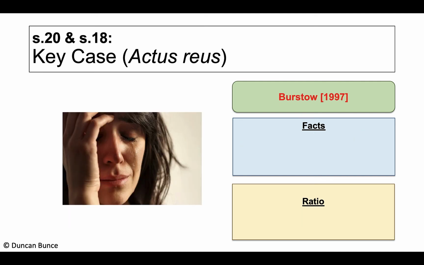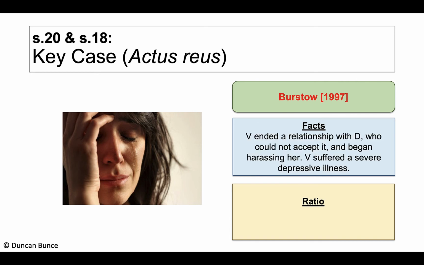What have we got now? The case of Burstow. Again, the victim ended a relationship with the defendant, who could not accept it and then began a campaign of harassment. Subsequently, the victim suffered from a severe depressive illness. So this case is the mirroring case from Chan Fook that we did for ABH. It's recognizing that psychiatric harm can amount to GBH.